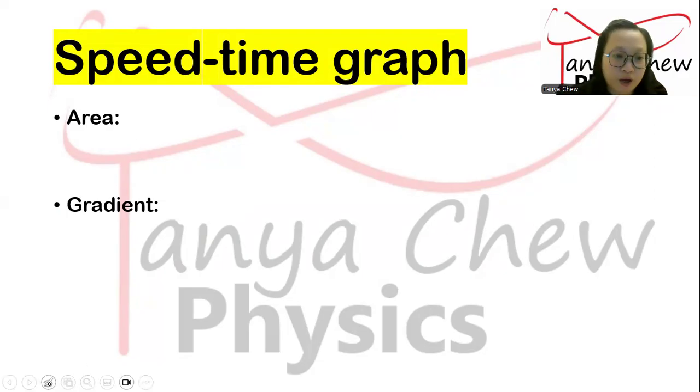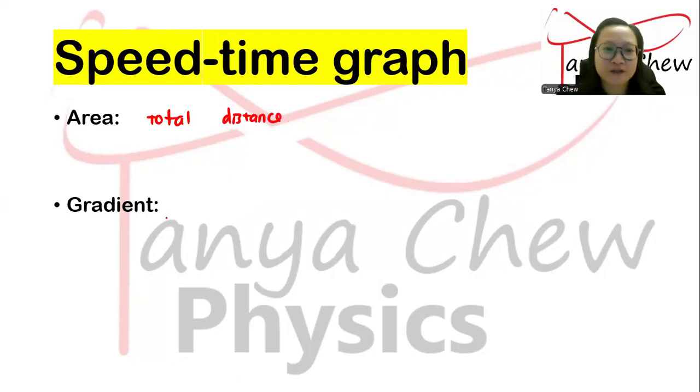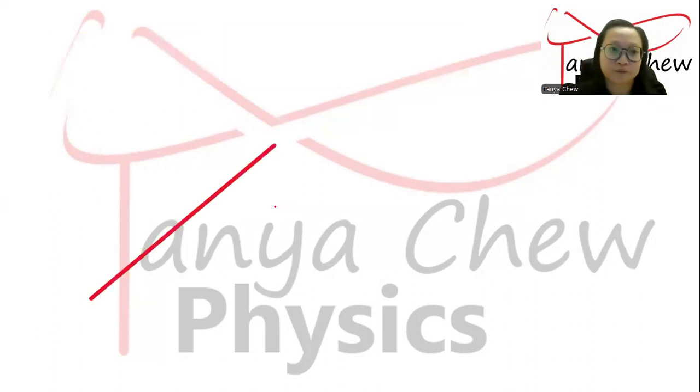Now, the area of the speed time graph gives you the total distance traveled by the object, whereas the gradient of the speed time graph gives you the acceleration of the object. So only these two pieces of information. If you want to mark it or copy this, feel free to pause the video.